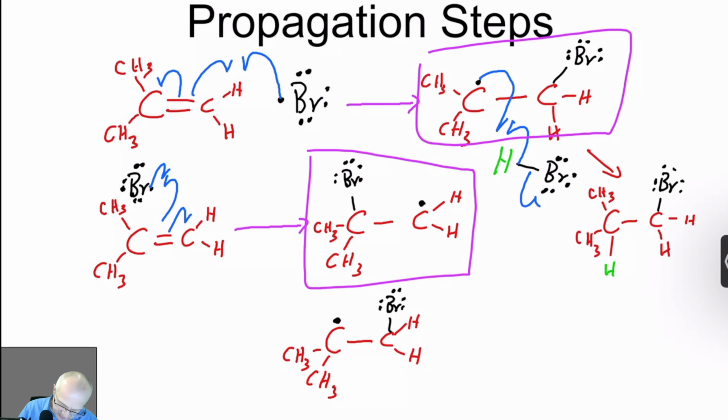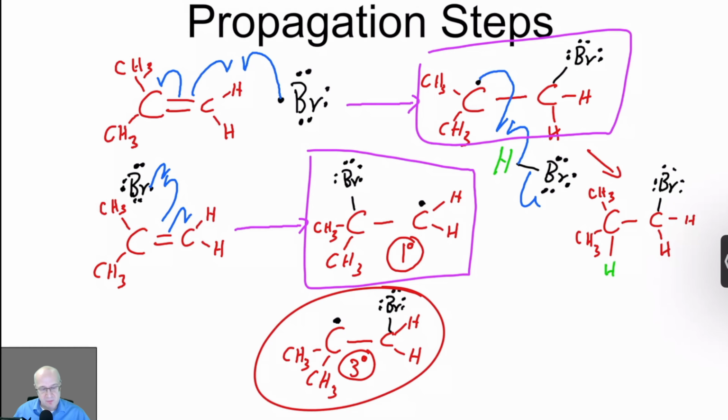Why? This is a tertiary free radical. This is a primary free radical. Tertiary free radicals are much more stable than primary. Therefore, the primary one will not form. The tertiary one will form and dictate the outcome of the reaction. All right? Remember, it's always the intermediates that dictate the outcome of the reaction. Whichever intermediate can form faster will have the product in the greater yield. It may be the only product as well, so keep that in mind.